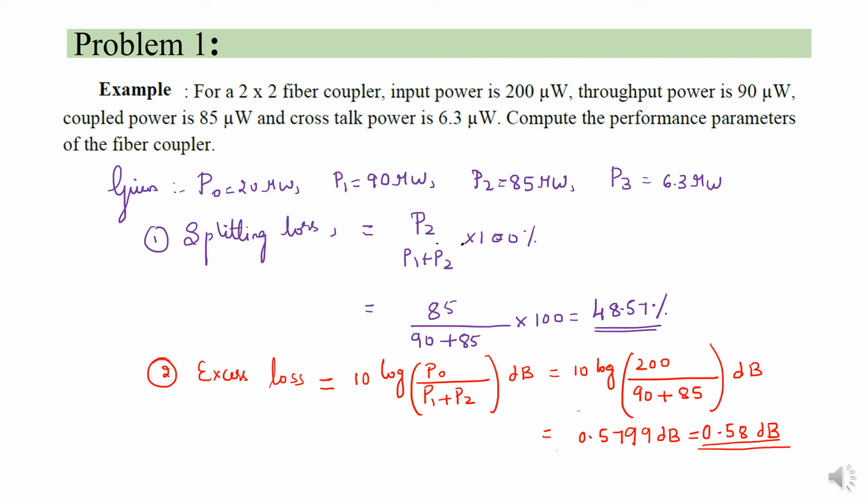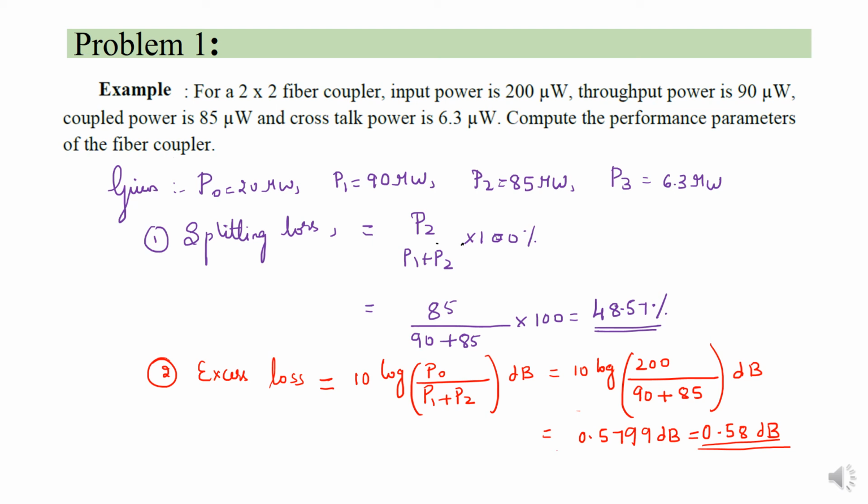The given problem is for a 2x2 fiber coupler: input power is 200 microwatt, throughput is 90 microwatt, coupled power is 85 microwatt and crosstalk power is 6.3 microwatt. Compute the performance parameters of the fiber coupler. Write down the given parameters: P0 is 200 microwatt, P1 is 90 microwatt, P2 is 85 microwatt and P3 is 6.3 microwatt.